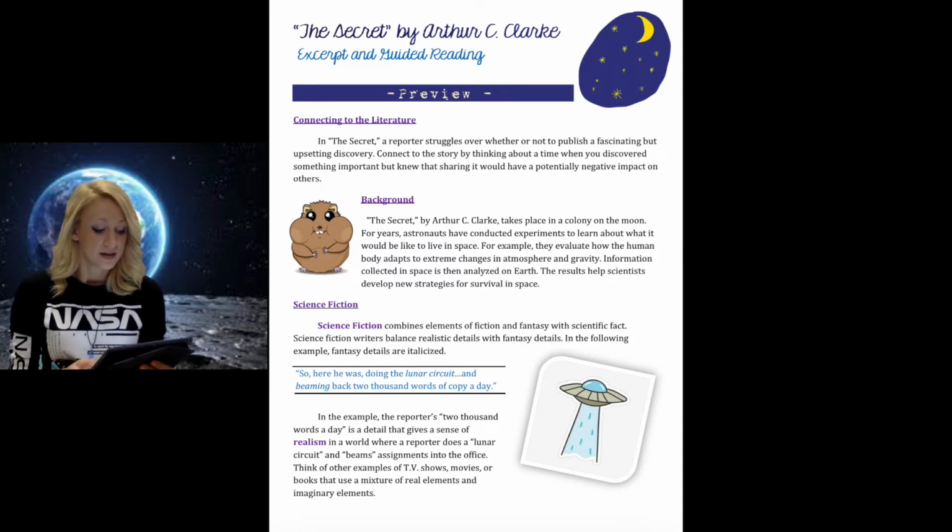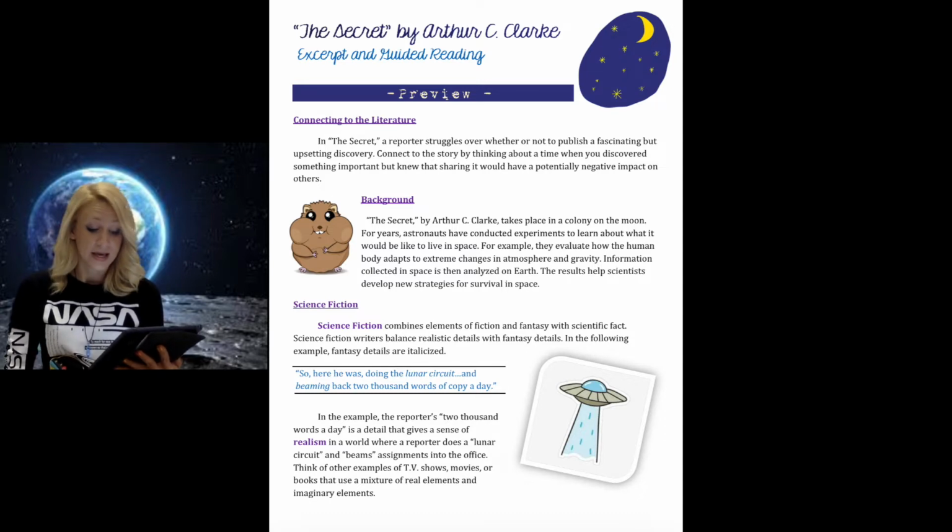Background. The Secret by Arthur C. Clarke takes place in a colony on the moon. For years, astronauts have conducted experiments to learn about what it would be like to live in space. For example, they evaluate how the human body adapts to extreme changes in atmosphere and gravity. Information collected in space is then analyzed on Earth. The results help scientists develop new strategies for survival in space.